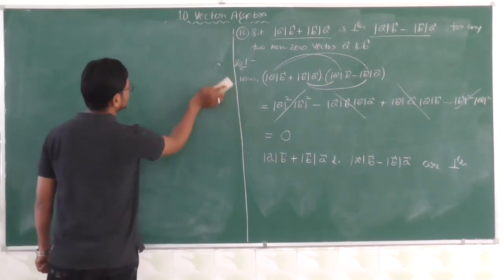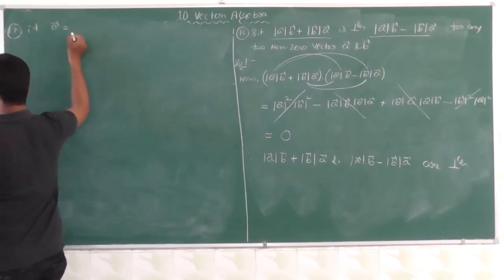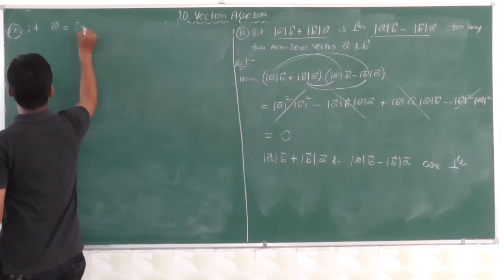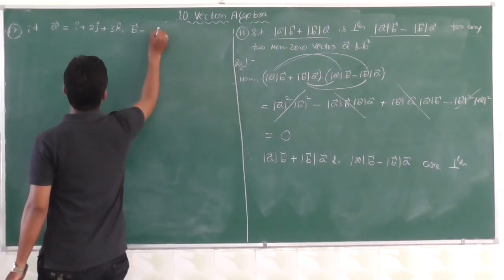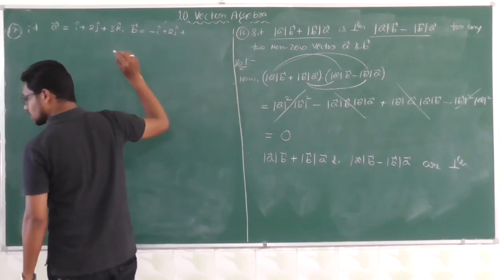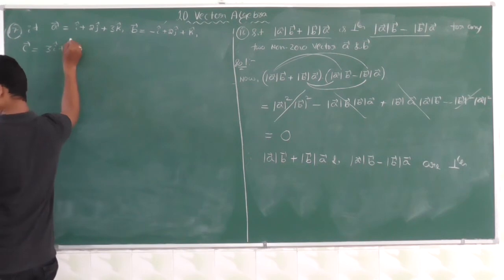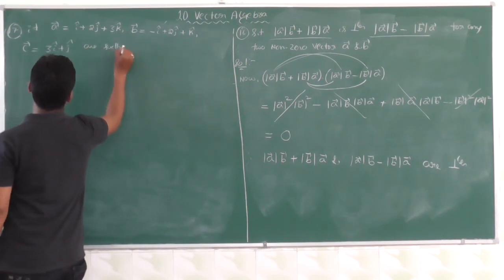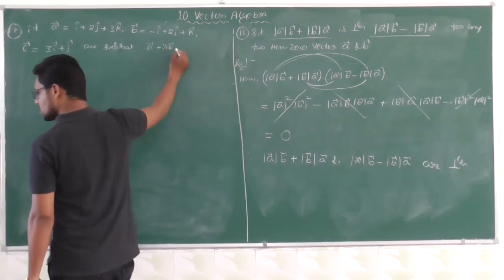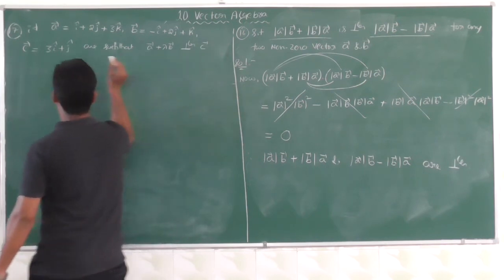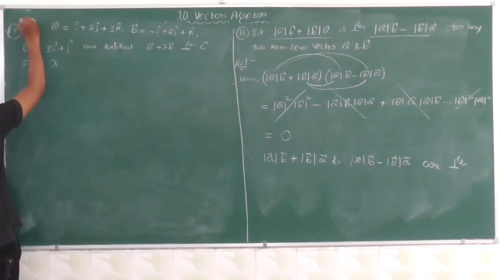Next question. 17th question. If A vector equals I cap plus 2j cap plus 3k cap, B vector equals minus I cap plus 2j cap plus k cap, and C vector equals 3I plus j are such that A vector plus lambda B vector is perpendicular to C vector, then find lambda. It is a question important for 3 marks. Kindly mark it.